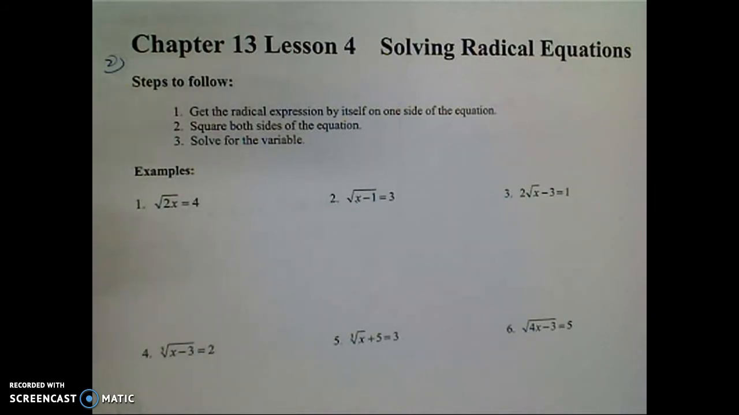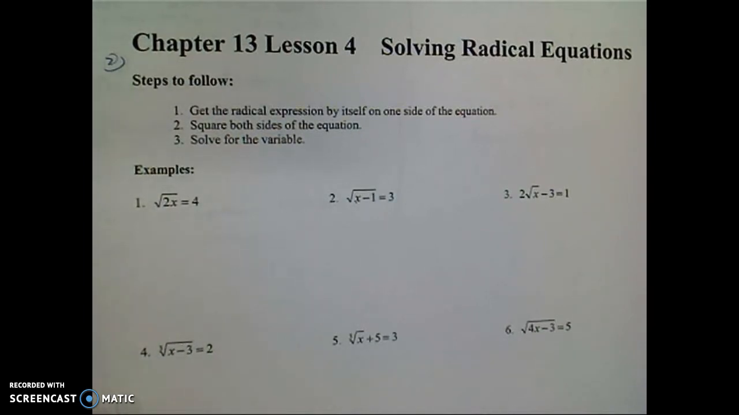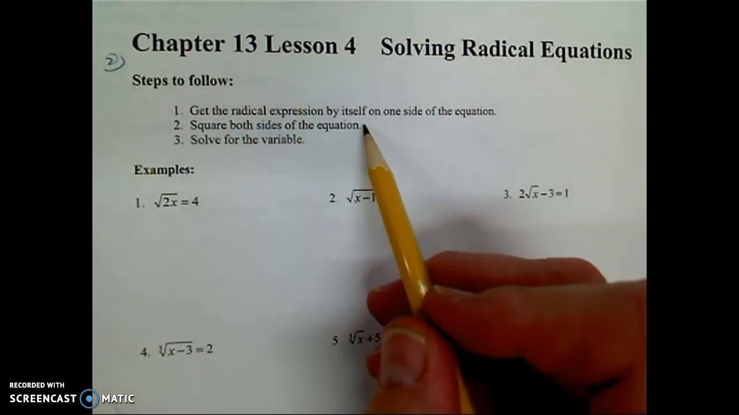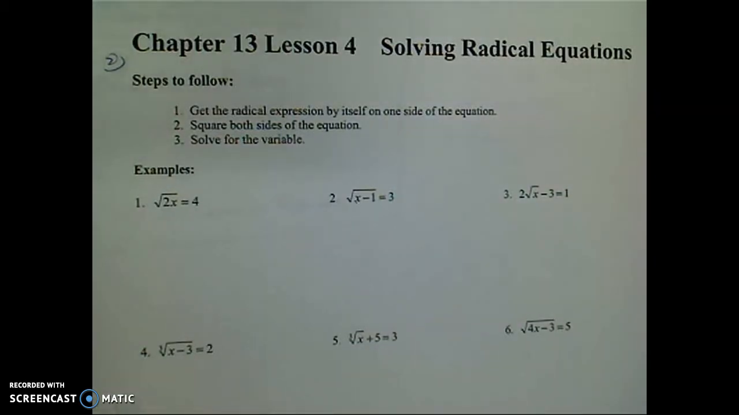Anything we do on one side of the equation, we're able to do on the other side of the equation and it stays in balance. Our issue now is that as we're working to get the variable isolated on one side of the equal sign, it's going to be inside a radical. And so before we can isolate the variable on one side, we need to isolate the radical expression by itself on one side of the equation. Once we're able to do that, we're going to square both sides of the equation.